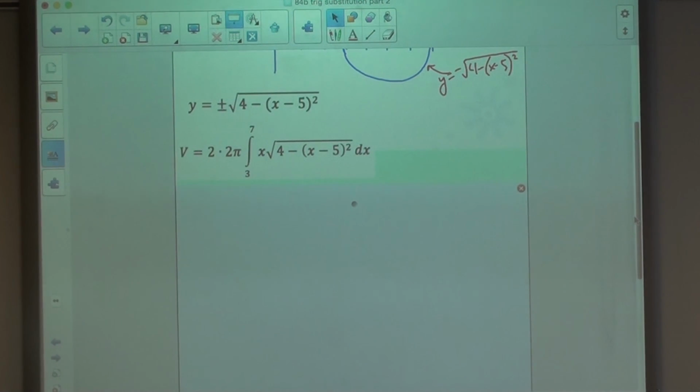Since we're in thetas now, you have x equals 2 cosine theta plus 1. You got 1.